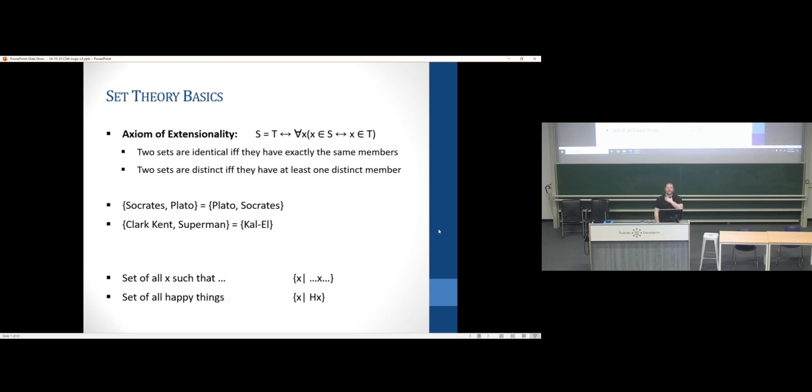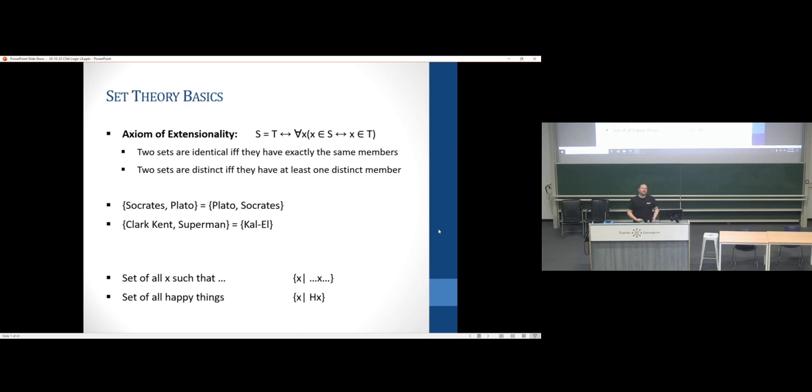Now the core idea when we're thinking about sets is an axiom of extensionality. This tells us what their identity conditions are. That is, when are two sets identical and when are they distinct?